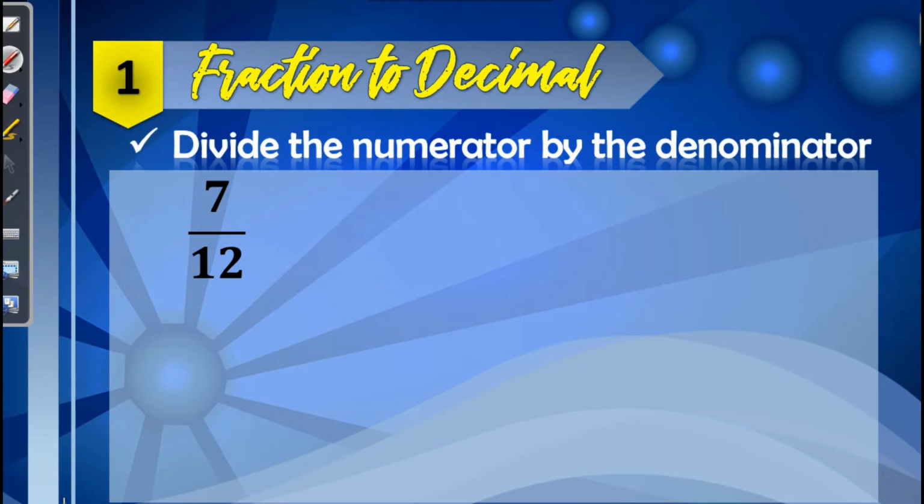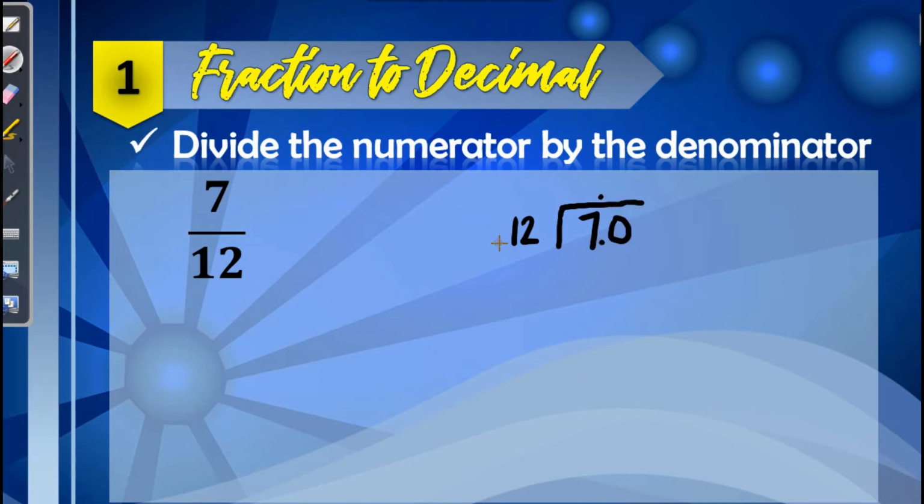Let's say for an example, we have 7/12. We have to convert this to decimal. In doing that, we simply divide 7 by 12. Since we cannot divide 7 by 12, we need to add 0 after 7, and so we need to put a decimal point. For our quotient, we place the decimal point directly above the decimal point here. So now we can divide.